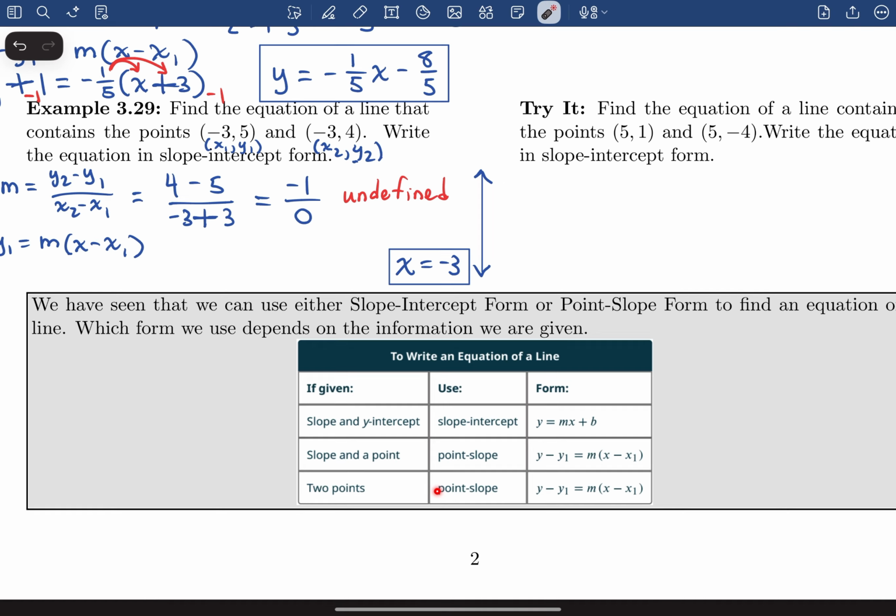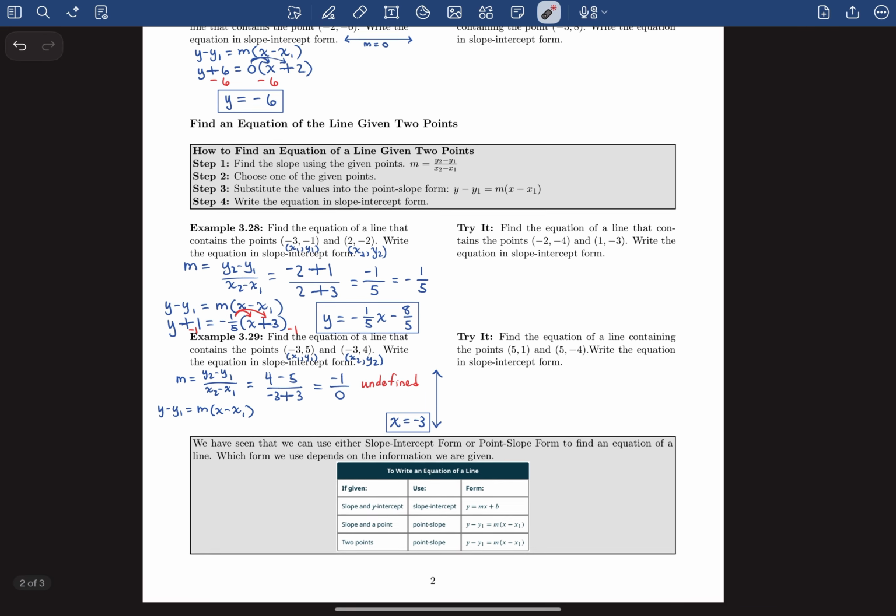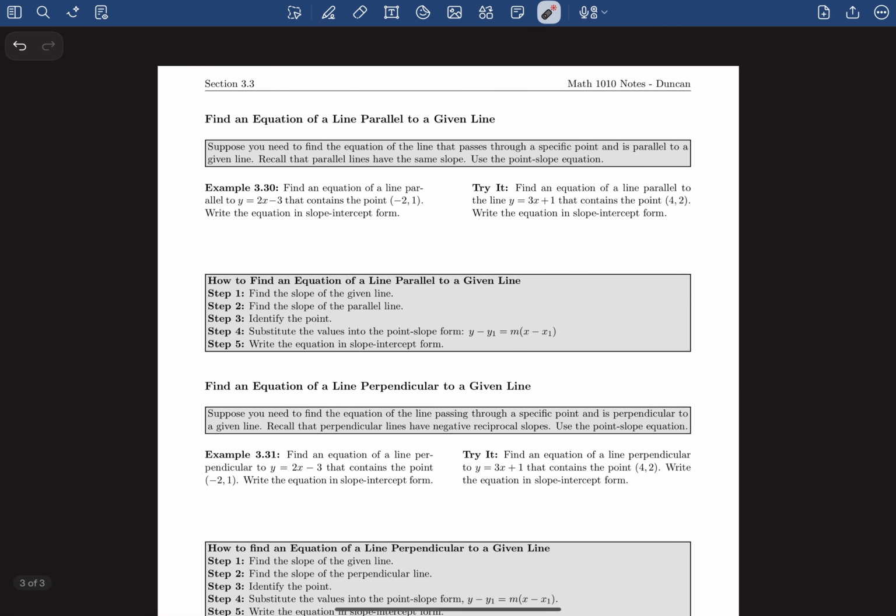And I can use point-slope form when I know 2 points. I take the 2 points and I find the slope using the slope formula. And then I can just plug in that slope, and then I pick one of those 2 points to plug in right here, and then I can clean it all up to slope-intercept form if I like.